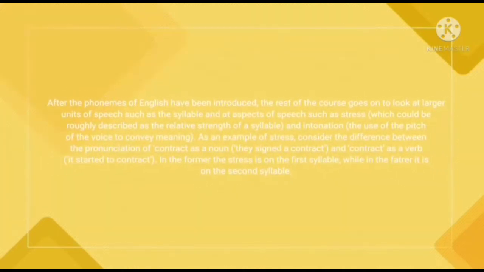After the phonemes of English have been introduced, the rest of the course goes on to look at larger units of speech such as the syllable and at aspects of speech such as stress. As an example of stress, consider the difference between the pronunciation of contract as a noun and contract as a verb. In the former, the stress is on the first syllable, while in the latter, it is on the second syllable.